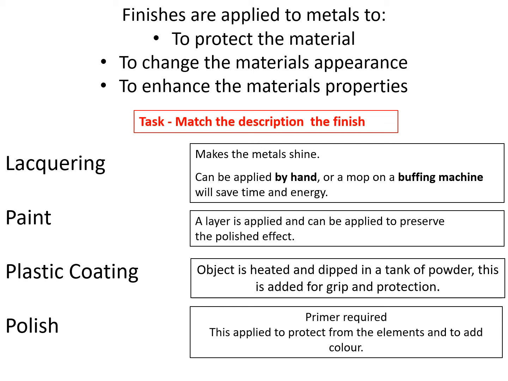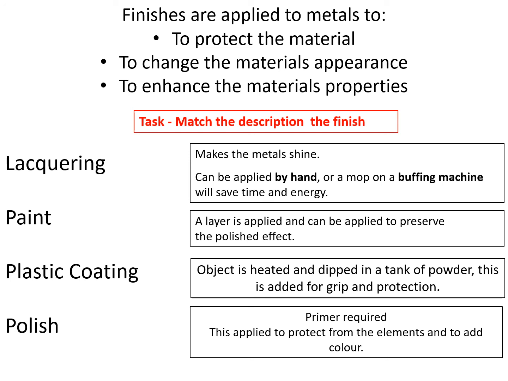Lacquering. This is the second one down, where a layer is applied and can be applied to preserve the polished effect. This also gives it a shine. Paint. Paint is the bottom description. Primers required before, and this is applied to protect from the elements and to add colour.